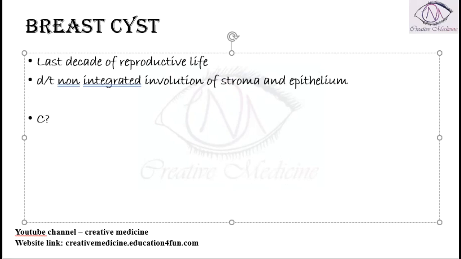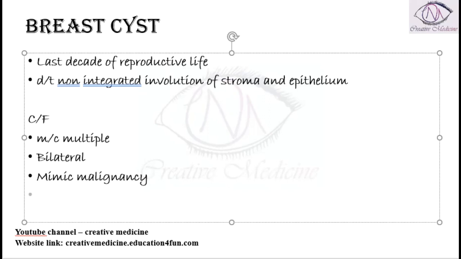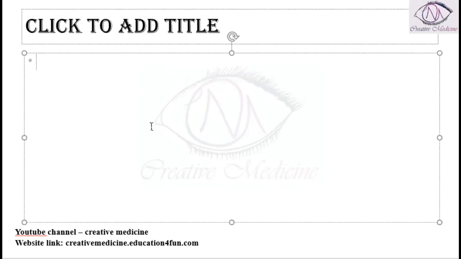If there is a cyst in the breast, the clinical features are that these breast cysts are most commonly multiple, they can be bilateral, and they will mimic malignancy. These breast cysts will present suddenly, and when you diagnose it, aspiration gives immediate relief. So the diagnosis of breast cyst is mainly done by aspiration, and you should do an ultrasonography.